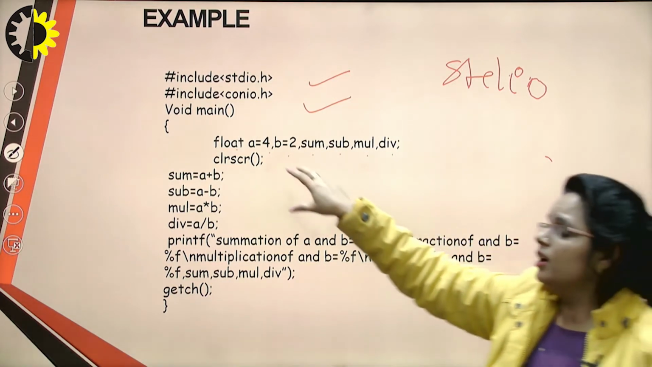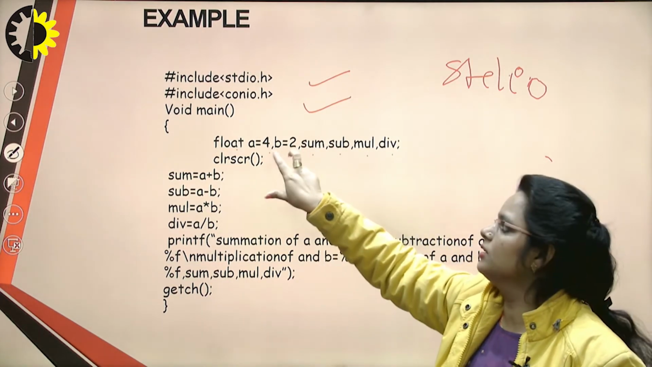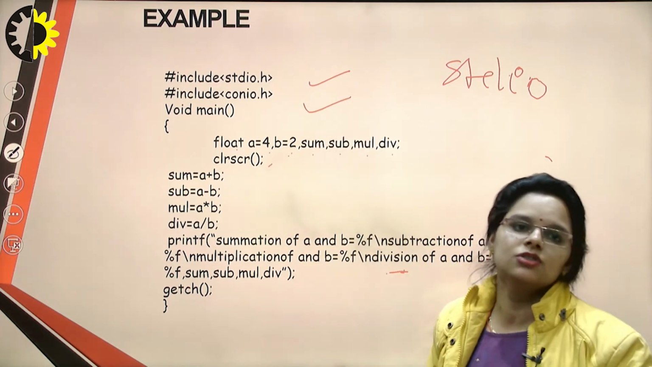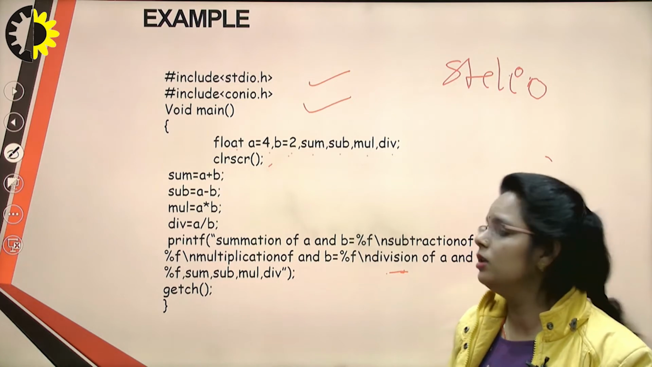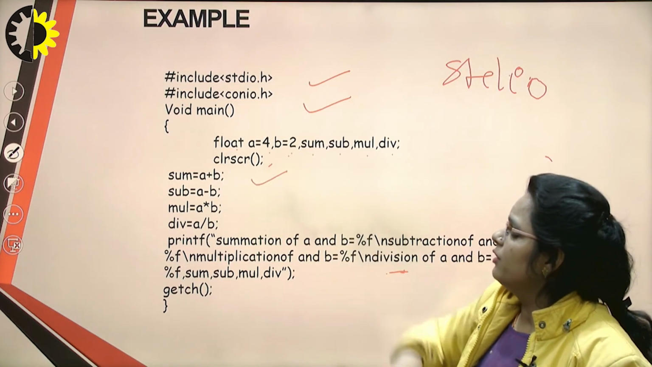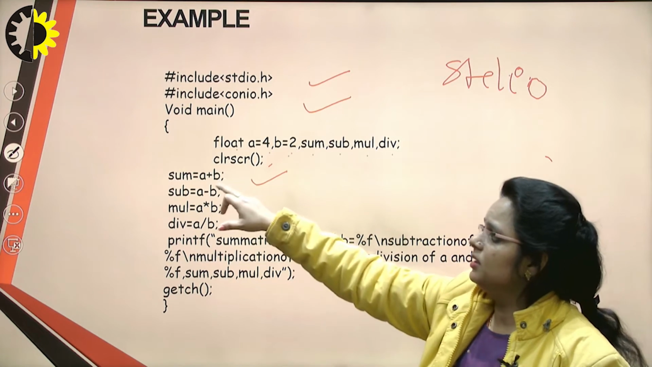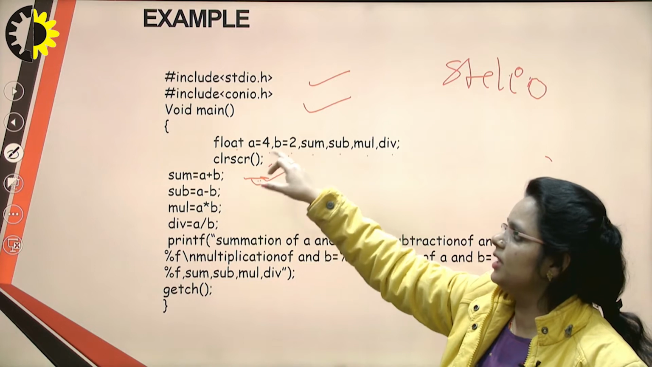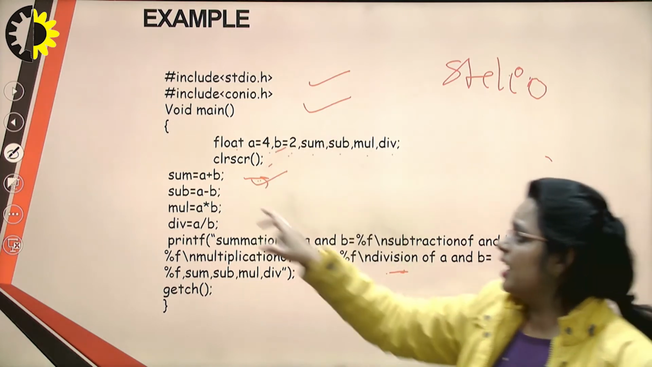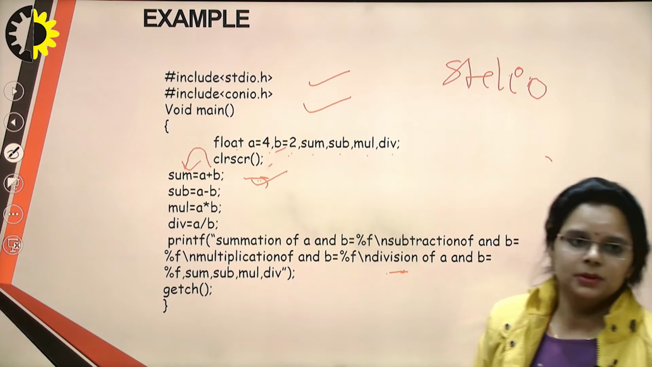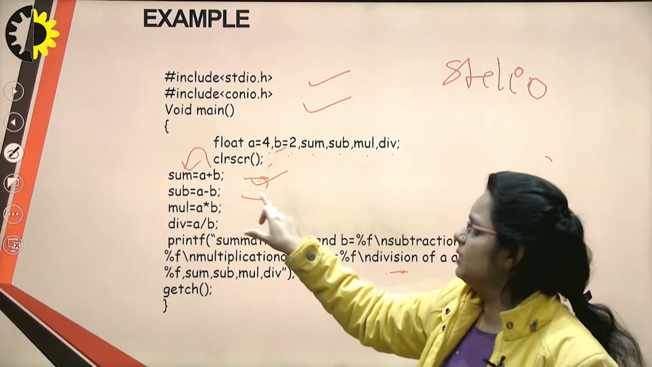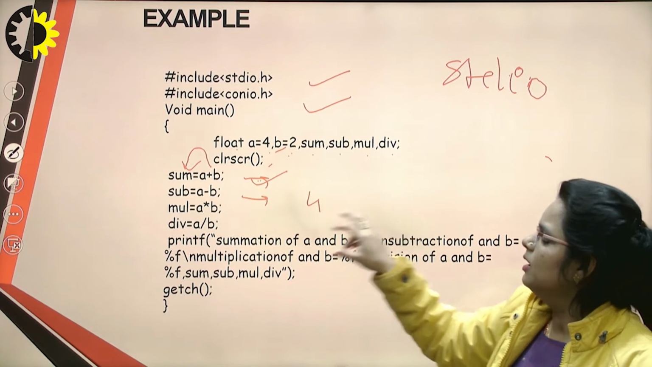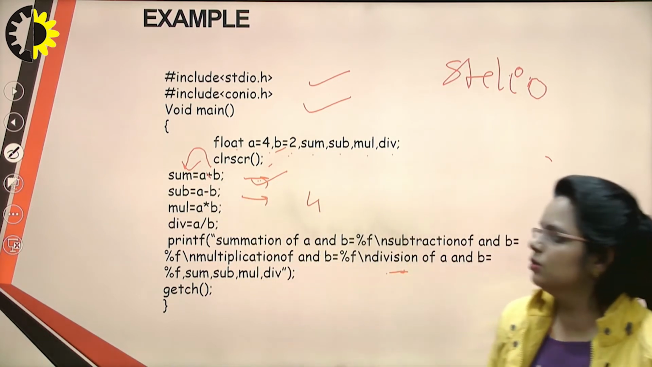So we are going to perform four operations with these two variables. Clear screen is a function of conio.h, the console header file. So our first operation is summation. This expression is adding the values of a and b and assigning the output to the sum variable. And another expression is sub equals a minus b, which is 4 minus 2. Whatever the answer is, it is going to assign that to the sub variable.